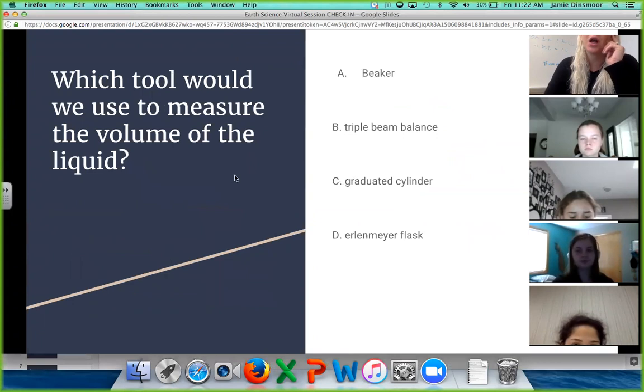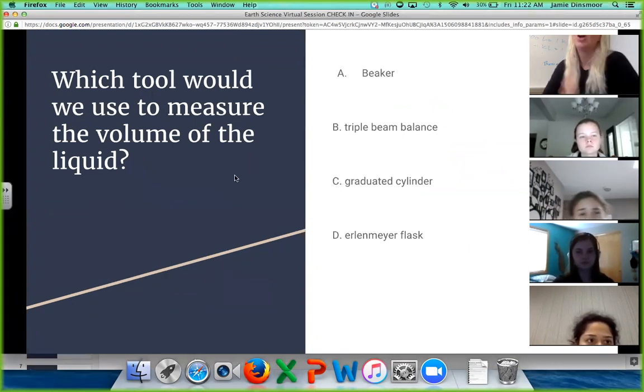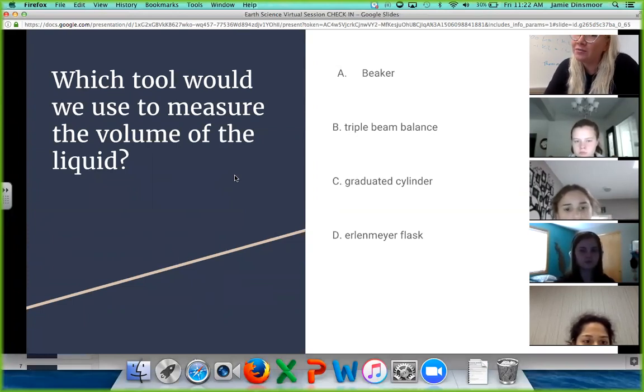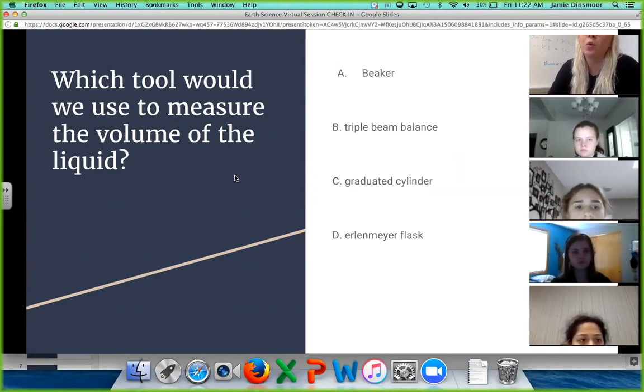So our next question is a multiple choice question. Don't put anything in the chat yet. We're going to read the question, read the answers, and give everyone a second to think about it. Which tool would we use to measure the volume of a liquid? Choice A, a beaker. Choice B, a triple beam balance. Choice C, a graduated cylinder. And choice D, an Erlenmeyer flask.